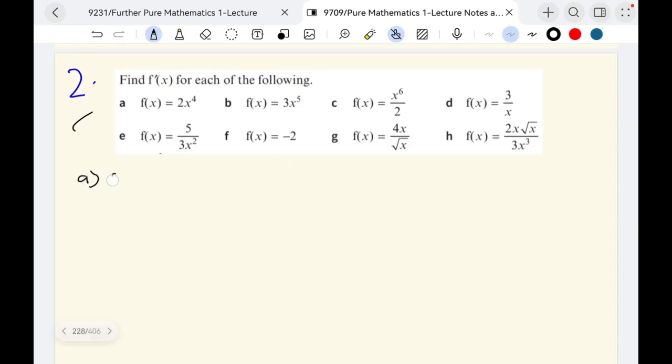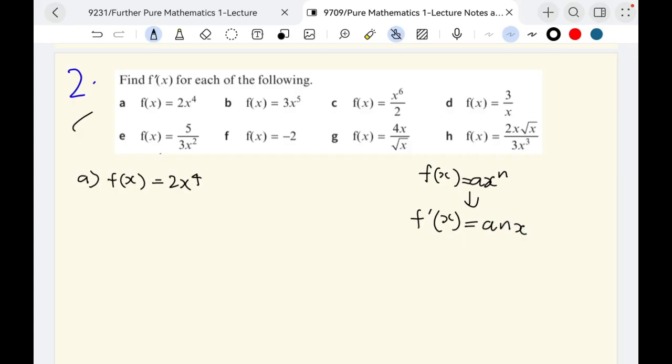Let's start from A. f(x) is equal to 2x to the power of 4. So remember, what is the first derivative for a polynomial function? What is the general polynomial function? ax to the power of n, where n is the highest degree. So how to get the first derivative? The coefficient a remains unchanged, multiply it by n, and then the power becomes n minus 1. So that is your general formula to get the first derivative.